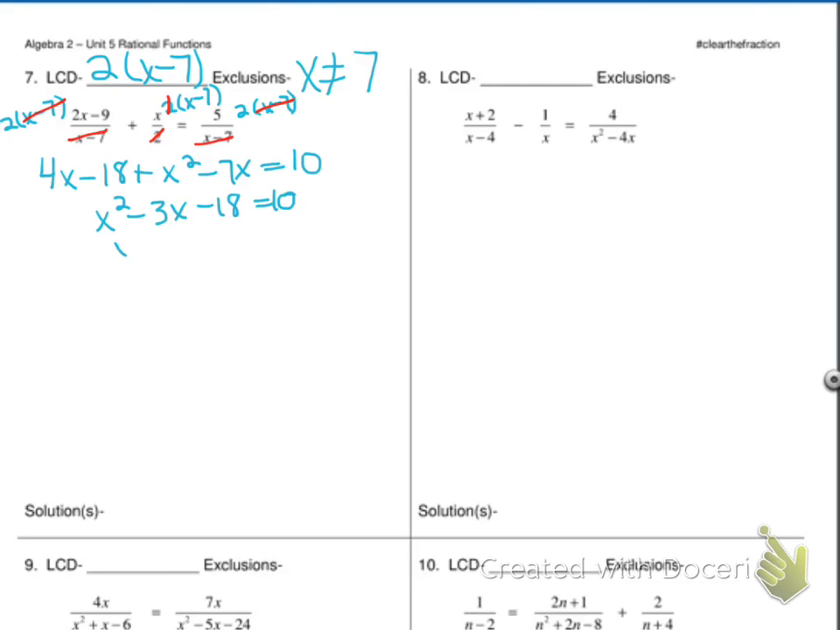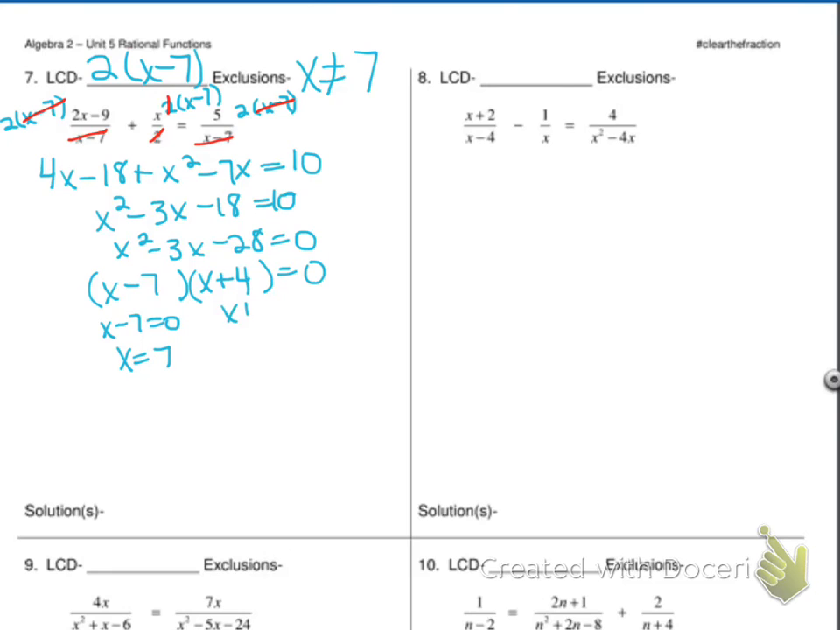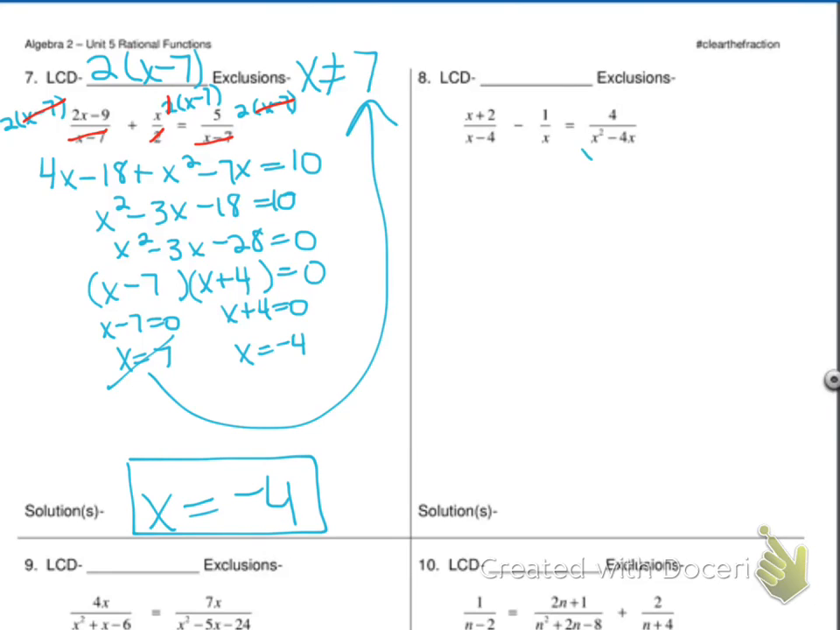So I'm going to move the 10 over, and I end up with x squared minus 3x minus 28. I know that that factors to x minus 7 and x plus 4. I'm going to set each one of those equal to 0. So I get x equals 7 and x equals negative 4. Now, because of my exclusion, I know that x can't actually be 7. So my only answer is x equals negative 4.